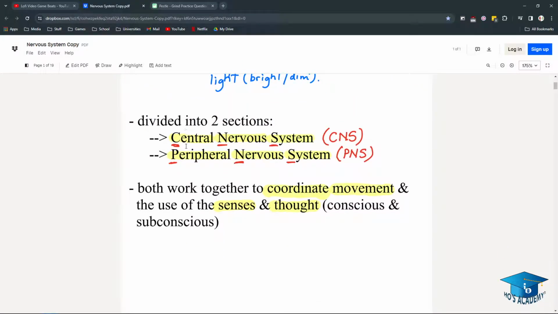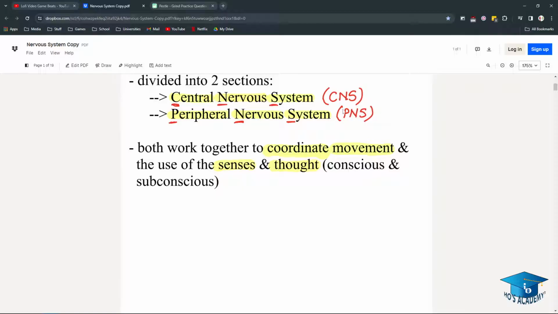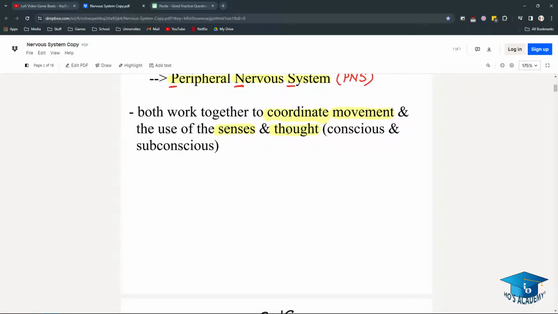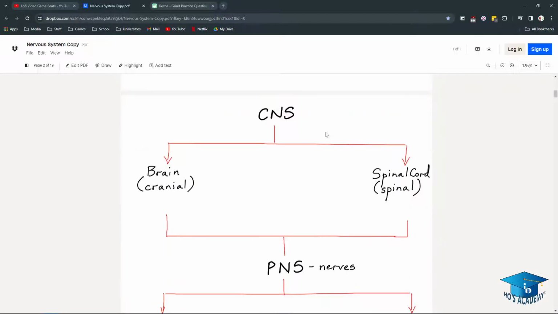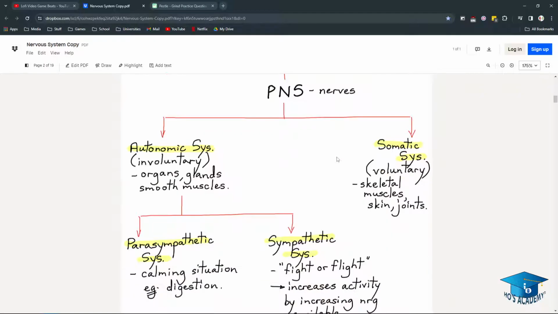We have the central nervous system and the peripheral nervous system. Central only including your brain and spinal, and peripheral meaning everything else. If you think about central like your computer, peripheral is like your peripherals, your mouse and keyboard. And they work together to coordinate stuff. So your CNS, brain and cranial, spinal cord for spinal. And then your peripheral nervous system includes your autonomic and somatic.